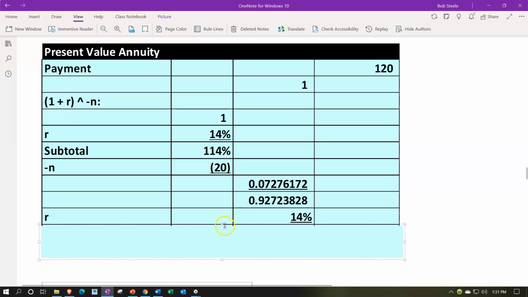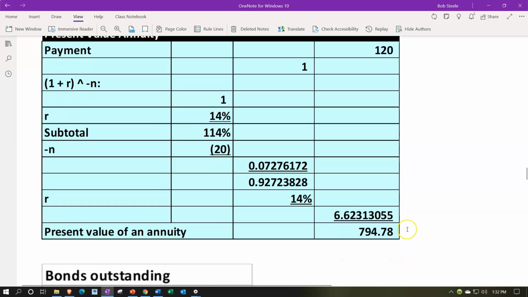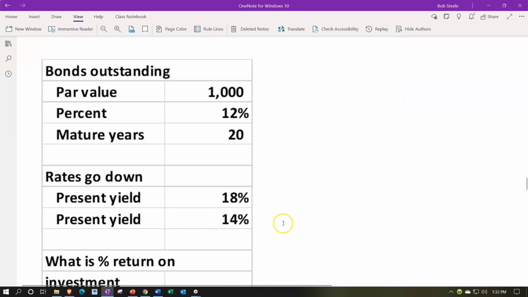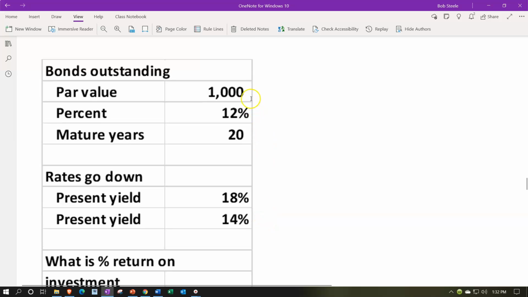Then the numerator divided by the denominator gives us 6.62313055. And then we take the 120 times the 6.62313055, which gives us 794.78. So this is going to be the value of the annuity portion, given our new factor, the 14% market rate. Now we need to consider the present value of the 1,000 to get the price that we're willing to sell at.